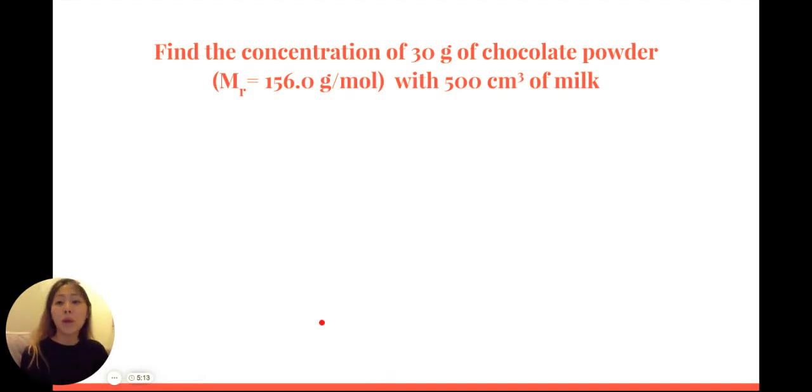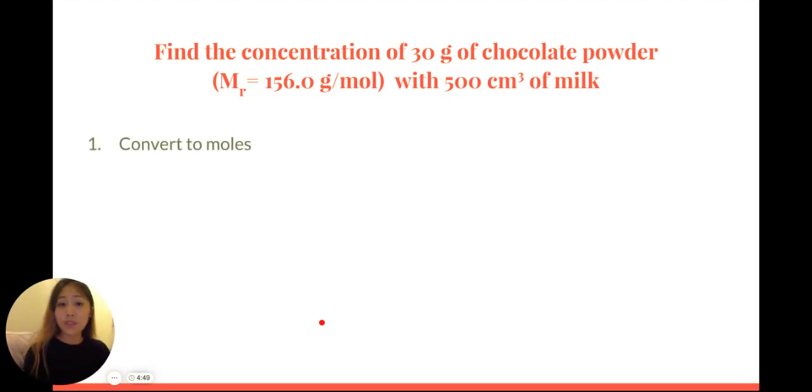Now let's take a look at a problem. The problem is asking find the concentration of 30 grams of chocolate powder. Say the chocolate powder has a molar mass of 156.0 grams per mole with 500 centimeters cubed of milk. So you're trying to make your own chocolate milk with chocolate powder and your solvent of your milk.